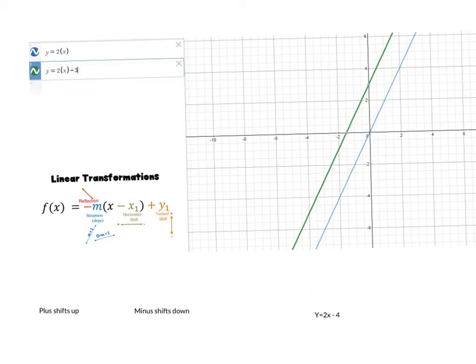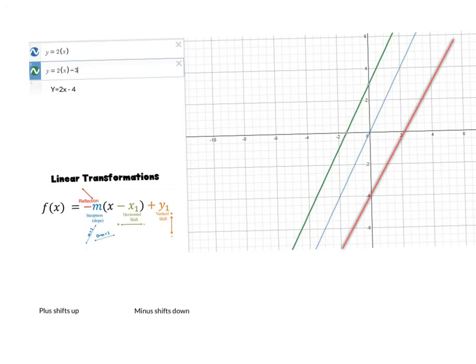What would happen if my equation had been y equals 2x minus 4? Well, then it would have shifted down, and it would have looked like this. It would have gone from the original here at 0, and it would have gone down 1, 2, 3, 4 units because of the minus 4.